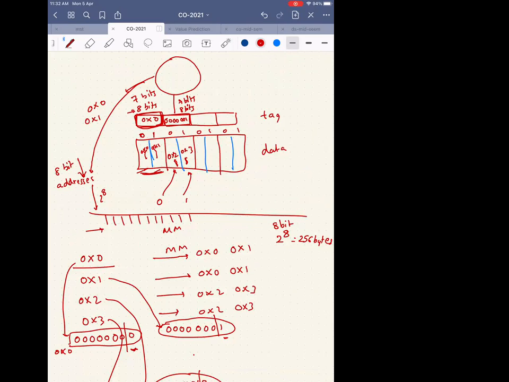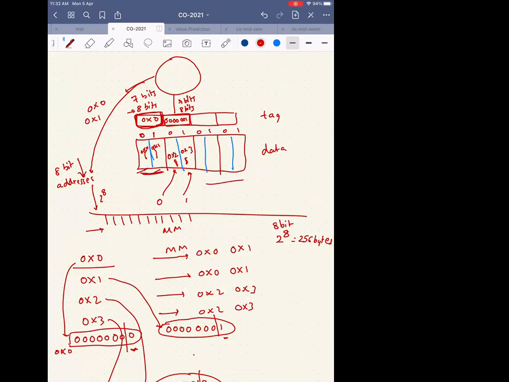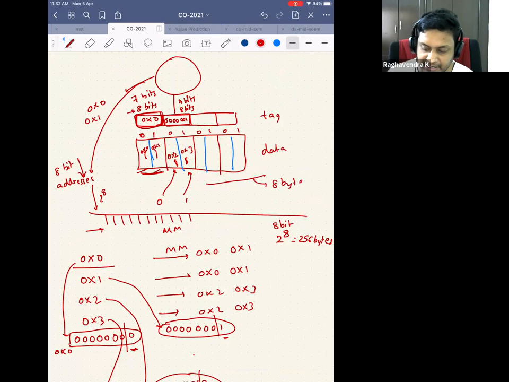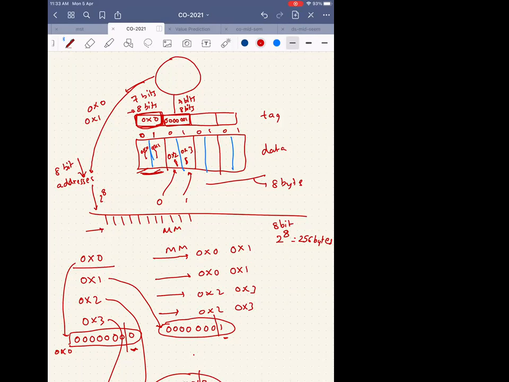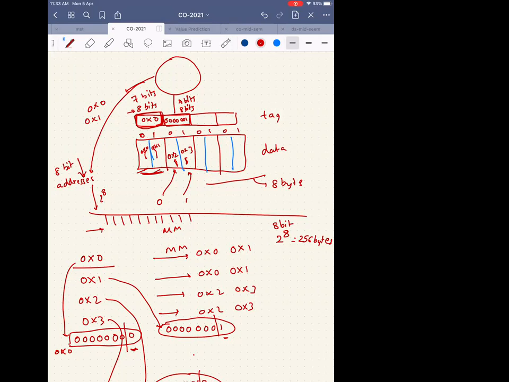Sir, one doubt I have, the data size is still 8 bytes only, right? But only the tag size is being reduced to half. Data is not changed. The cache size is still 8 bytes. I have just clubbed 2 bytes together, and it's just virtual clubbing. And the tag array is only 4 bytes, right? Yeah, now the tag size is reduced. Initially, when I was not clubbing, I used to have 8 entries. Now I have only 4 entries, right?